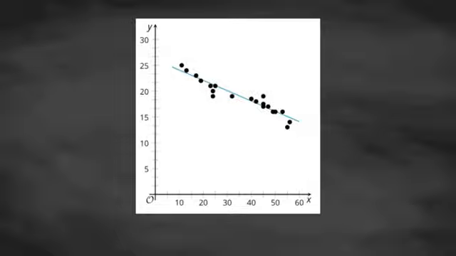In graph C from the activity, the slope is negative, so the correlation coefficient is negative. The data are close to the line of best fit, but not directly on it. A possible correlation coefficient is R equals -0.95.